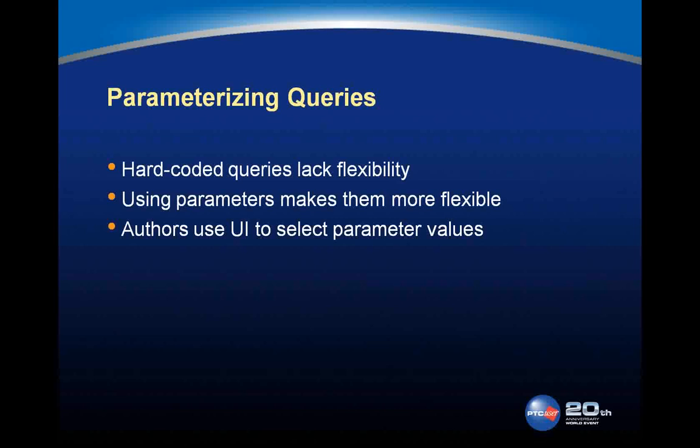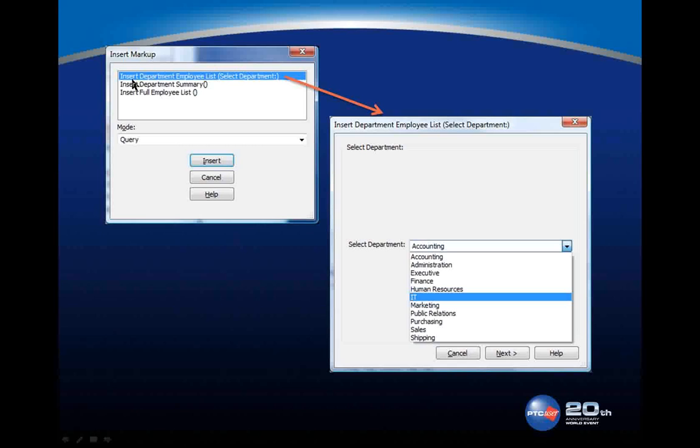If you just hard code everything, then you're always getting the same set of data, which sometimes is what you want, but sometimes you want to give the author the ability to make a selection there. For example, if you want to show a list of employees, the author might want to be able to limit that to a specific department, and it might not always be the same department. So adding a parameter lets the author say, well, in this spot I want to have the accounting employees, and in this other spot I want to have the marketing employees, and so on.